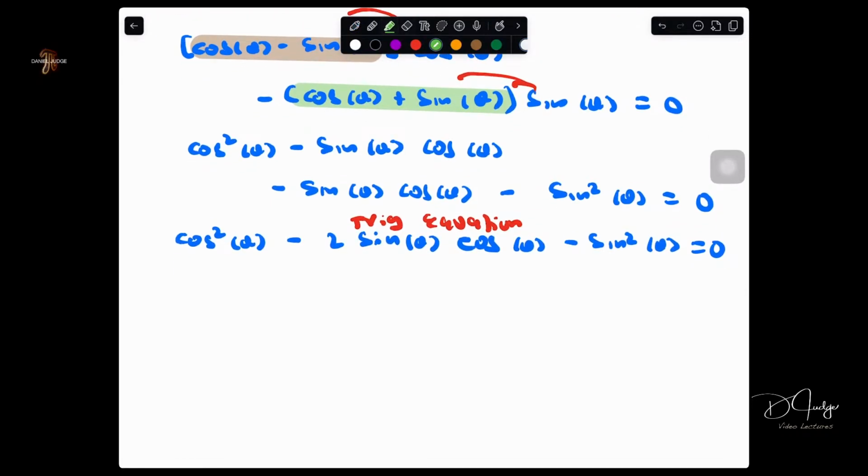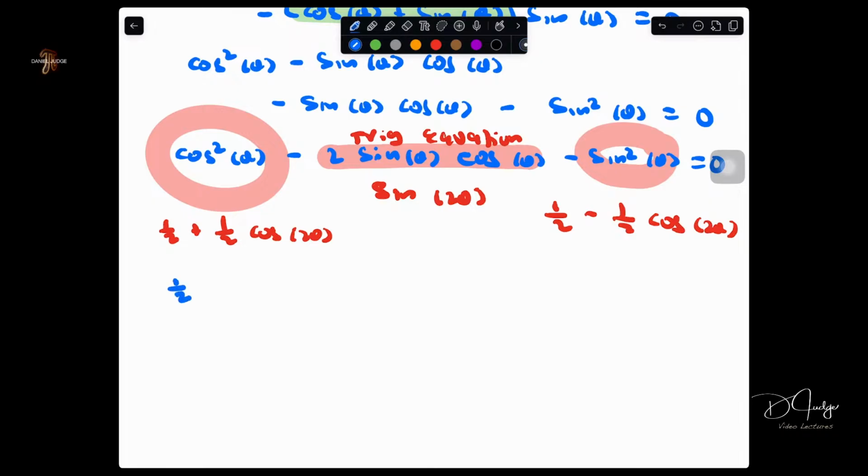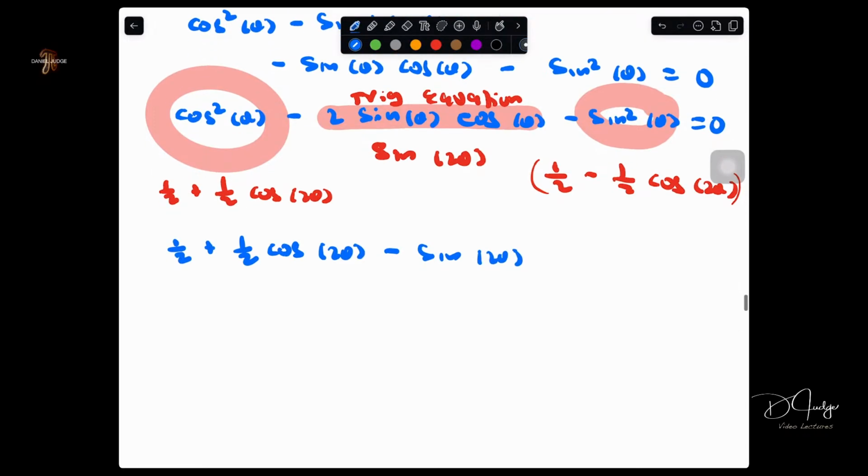Okay, so how do we solve this? We're going to use the same procedure using identities: 2 sine theta cosine theta is sine double theta. Cosine squared theta is simply 1/2 plus 1/2 cosine double theta, your half angle identity. Sine squared theta is also 1/2, but that would be now minus 1/2 cosine double theta here. So we'll end up with 1/2 plus 1/2 cosine double theta minus sine double theta. We're going to subtract here, and we end up with negative 1/2 plus 1/2 cosine double theta will equal 0.